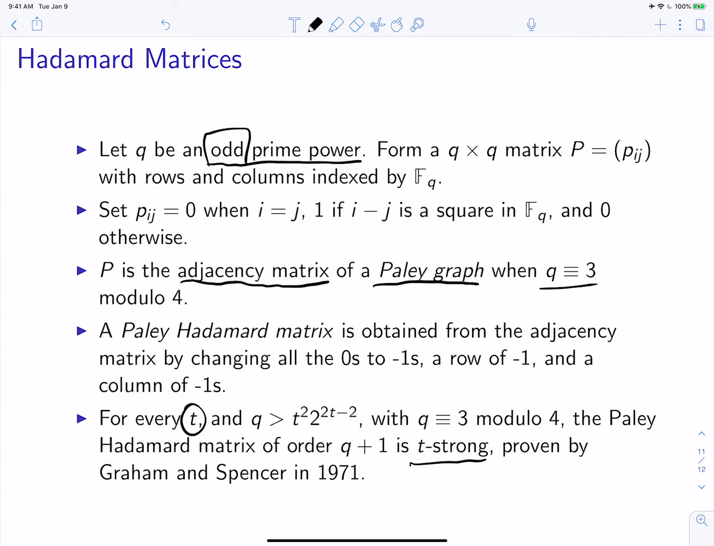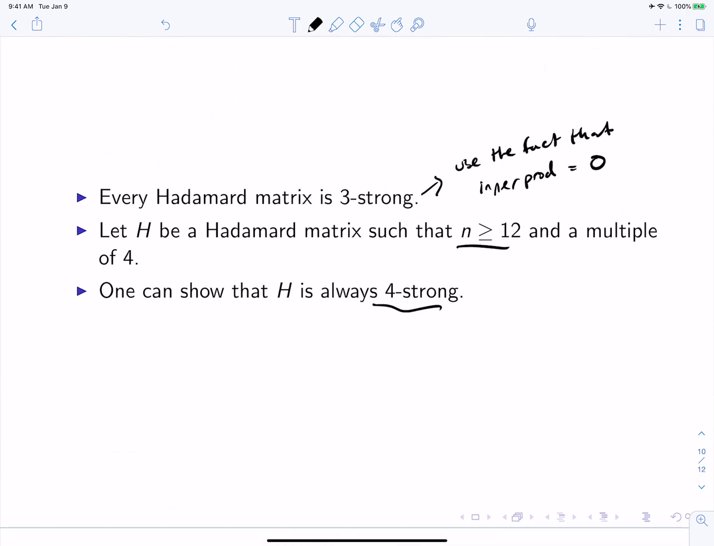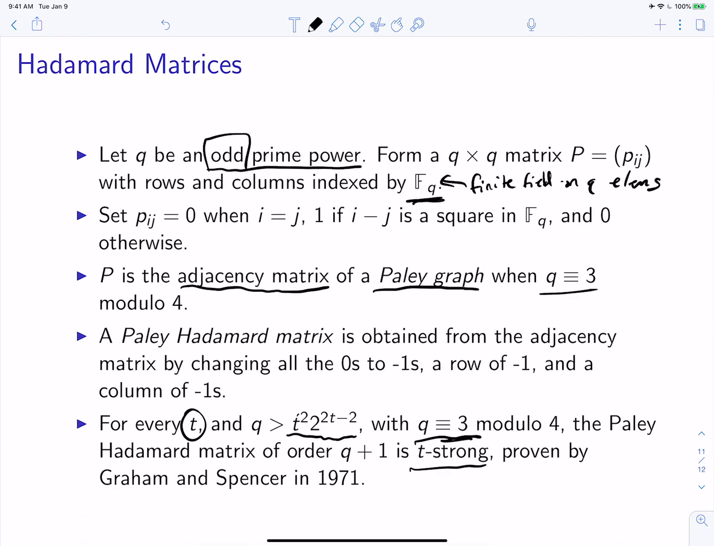t suitably small. So if t is sufficiently small such that this quantity is less than q, and the property of q is still holding, then if you just do this simple operation working with the finite field, I should say this is the finite field, a field on q elements, you can actually show that this Hadamard matrix can be any strength strong. So before, we showed that every Hadamard matrix, if it's big enough, will be 4-strong. But here you can get any strength you want.